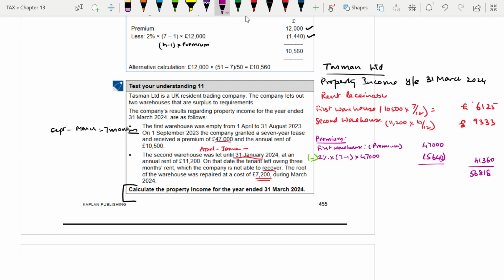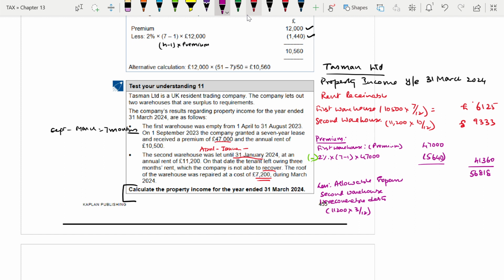56,818, less allowable expenses. Is it in the second warehouse? Second warehouse, he has not given rent. Okay, irrecoverable debts. How much is it? What is the rent? 11,200. For how many months has he not given? 3 months. 3 by 12.